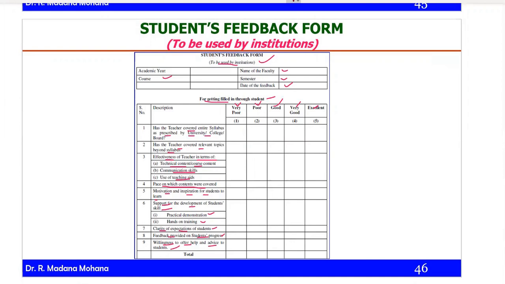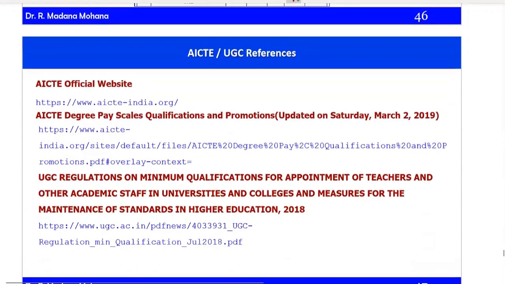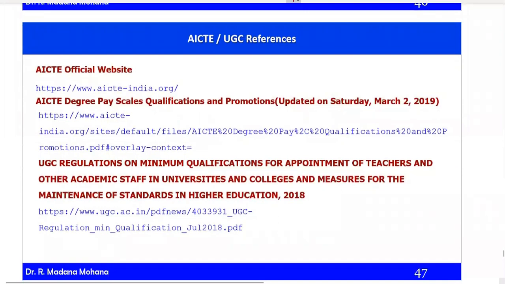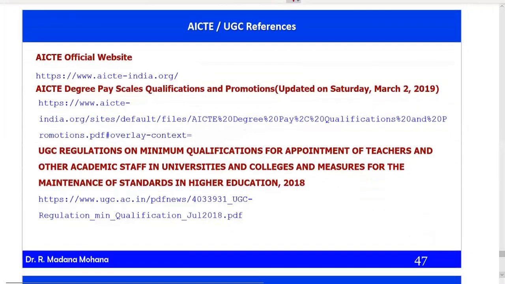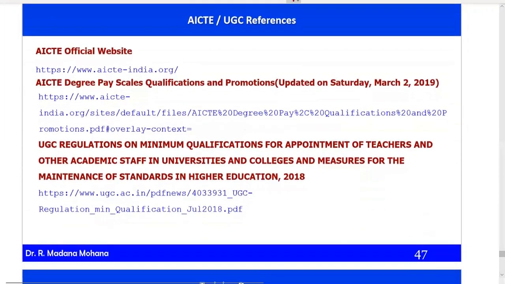By considering this, you can customize it and add some more questions, depending on institute requirements. So this is the sample feedback. Here I have collected some references, from which I have prepared this presentation.